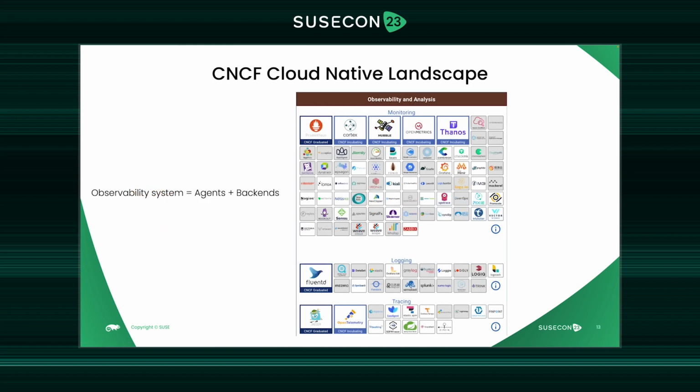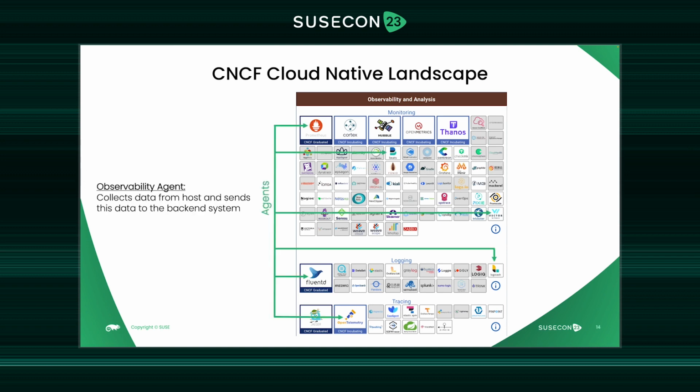Now that we've talked about what it takes to build your own observability system, let's take a look at the CNCF cloud native landscape for observability and analysis. Now, the grayed out boxes are closed source and SaaSes, and the boxes with white backgrounds have open source components or are fully open sourced.